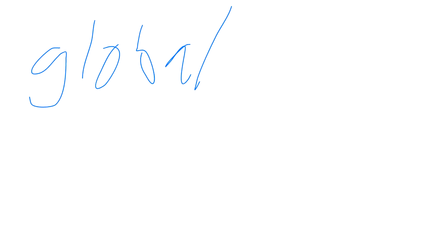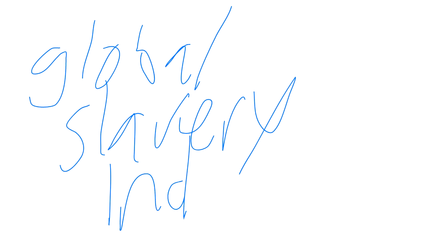Global Slavery Index, www.globalslaveryindex.org. You can find estimates of people that are enslaved today on a country by country basis. So slavery has not gone away. If anything, it's become more professionalized and hidden, and thus more insidious than we can even imagine.